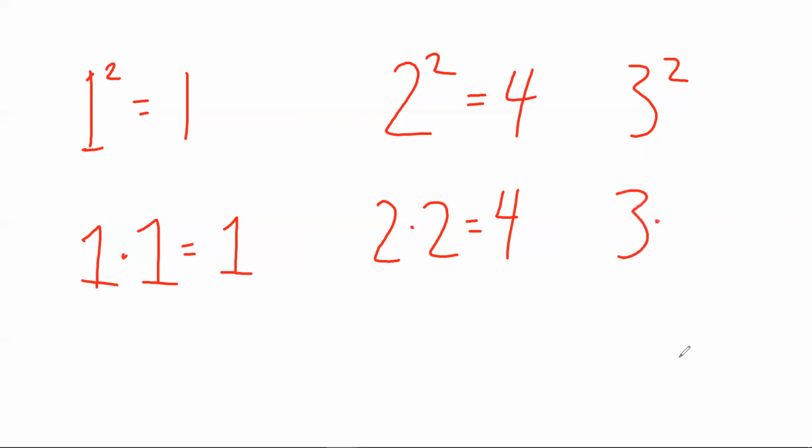Hey, Caleb, what are you doing, buddy? Sit down, dude. Go sit down. I don't know what you're doing. 3 times 3, that's going to equal 9. No, go sit down, dude.